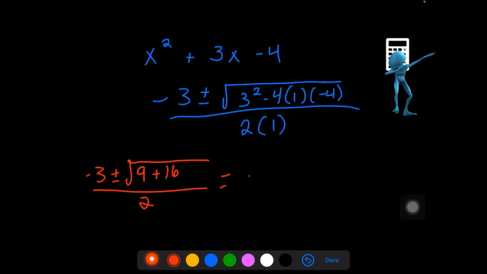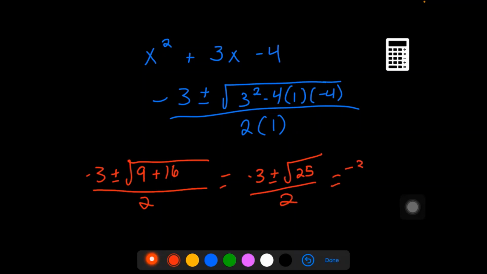If we keep going, that gives us negative 3, plus or minus the square root of 9 plus 16 is 25, all divided by 2. And this is when we can break it down. Negative 3 plus the square root of 25 is 5, divided by 2. And you would have negative 3 minus 5 divided by 2.